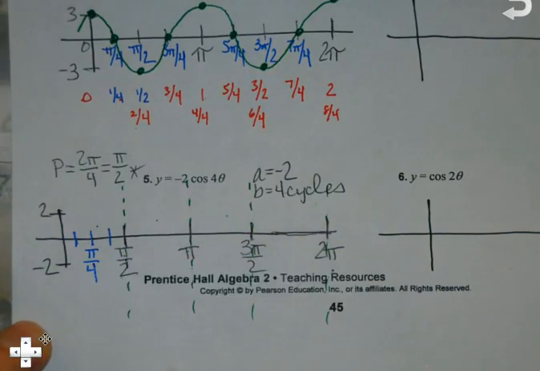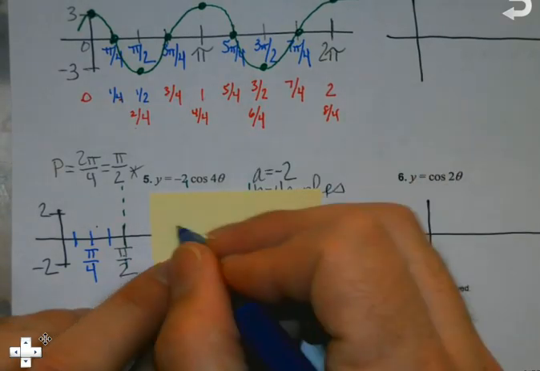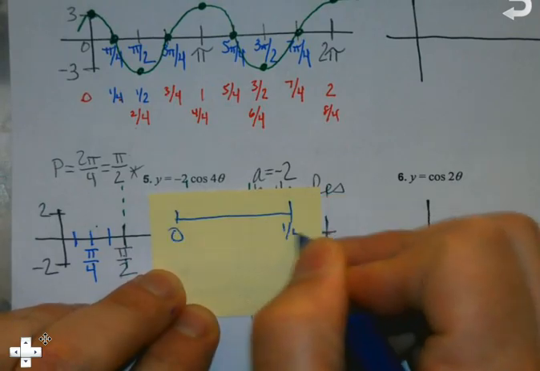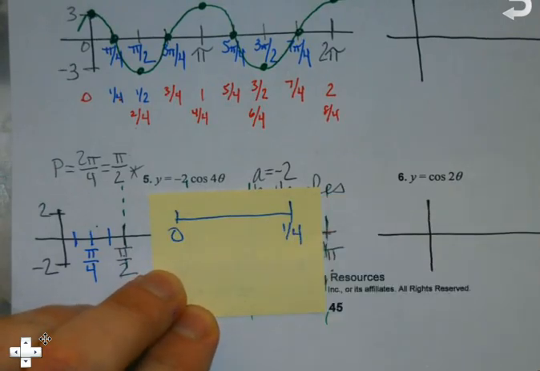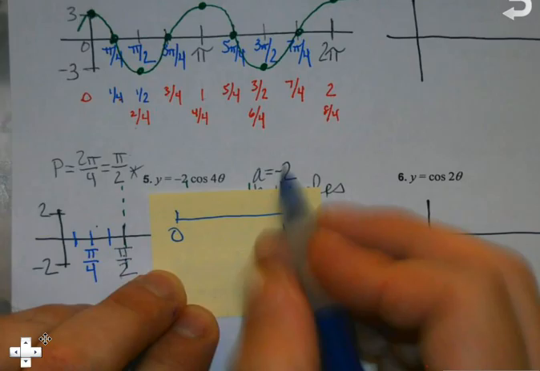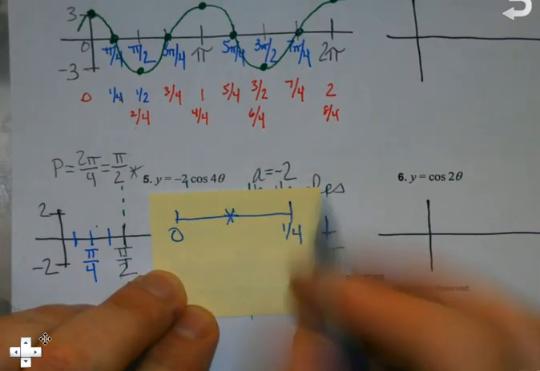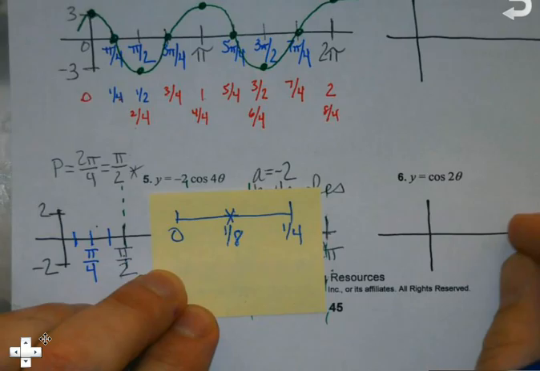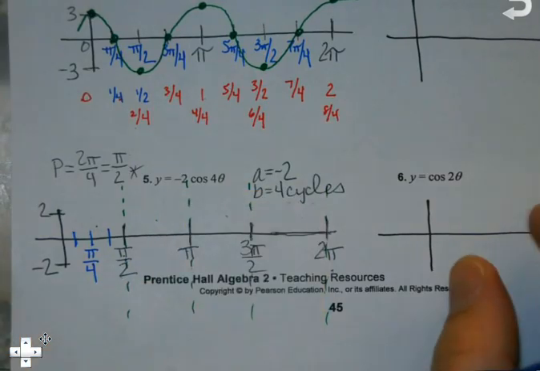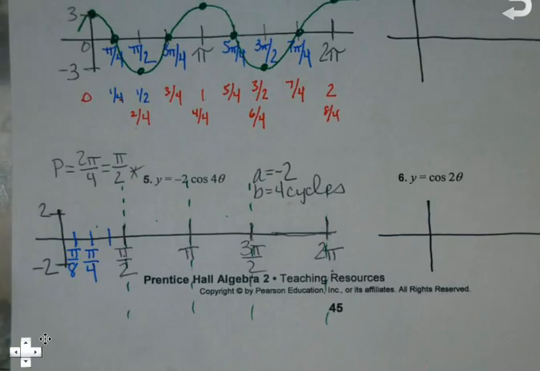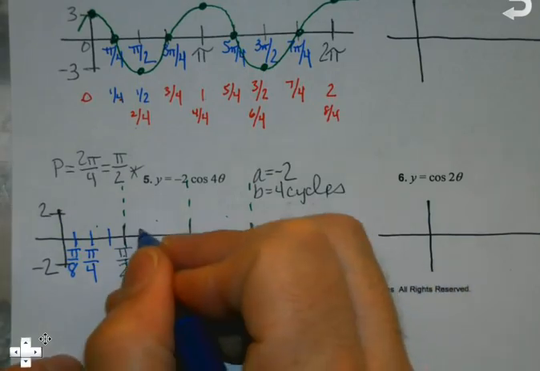Pi over 4. Okay. This time, though, I'm going to cut that in half. So again, if I'm looking at a number line, I'm saying, okay, this is 0, this is 1/4. The middle is just multiplying your denominator by 2. So we're multiplying by 1/2, which would be 1/8. So this little guy here is pi over 8, and our counting is going to begin.